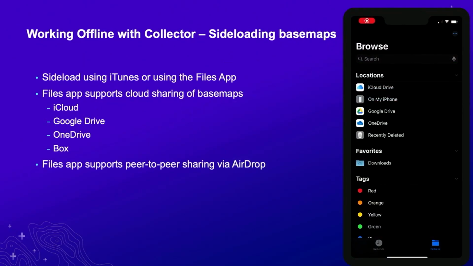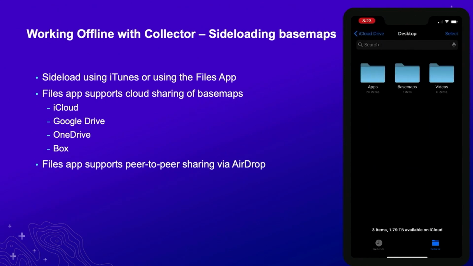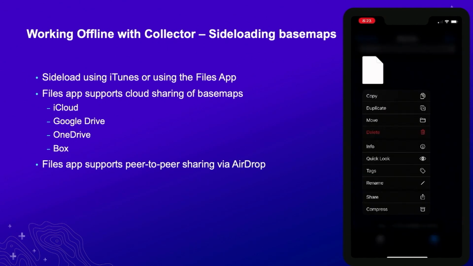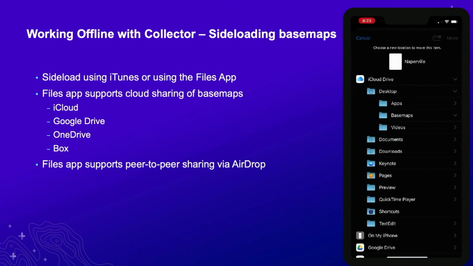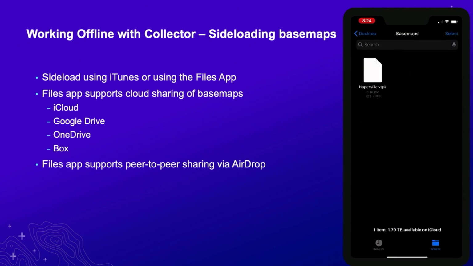Okay, so the next thing I wanted to show you was how you can sideload those base maps onto a device. Now, traditionally, if you're using an iOS device, that's been through iTunes, but we can also use the Files app. And the Files app lets you support cloud sharing of your base maps. You could use iCloud, as this video demonstration is showing you. You could use Google Drive, OneDrive, Box. In fact, with the Files app, you could even support peer-to-peer sharing via AirDrop if you'd like to.